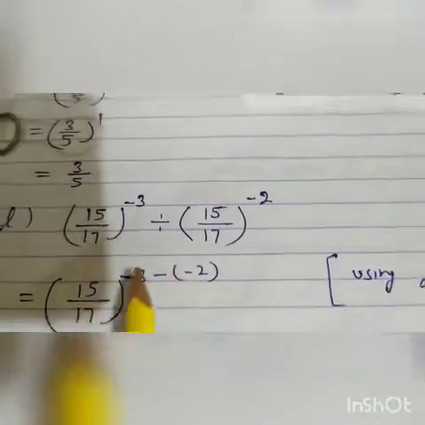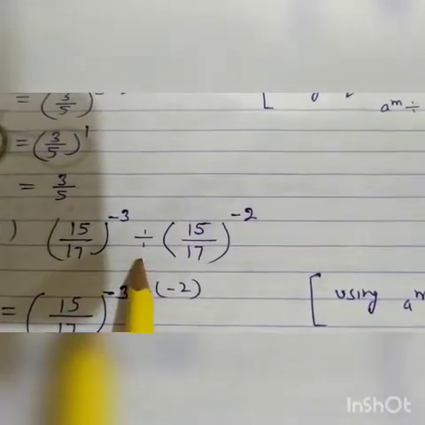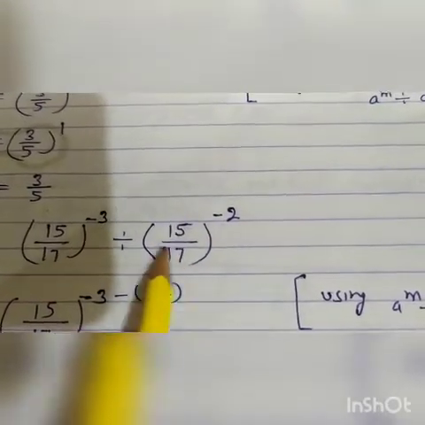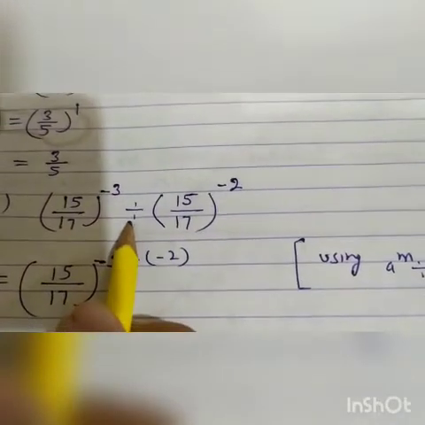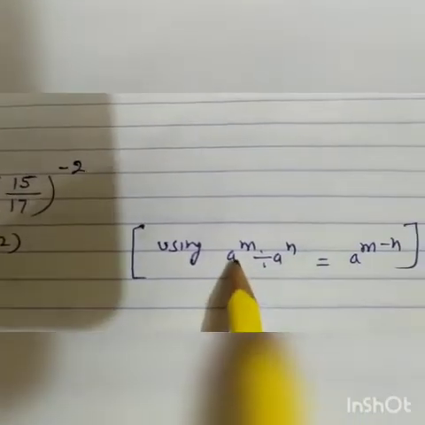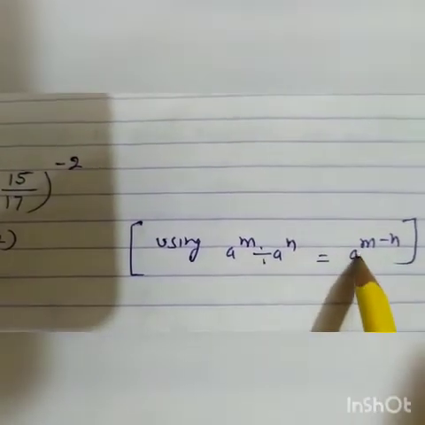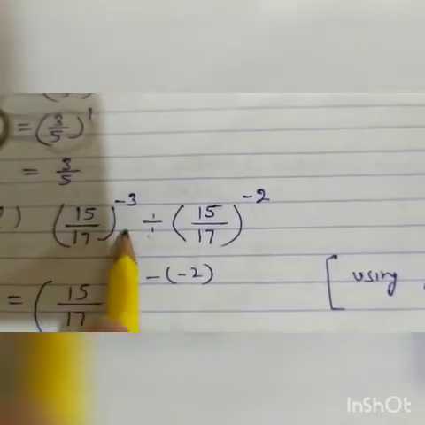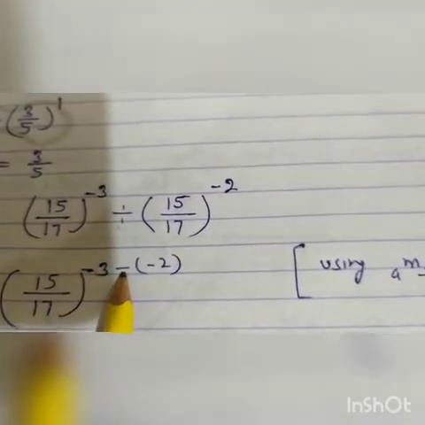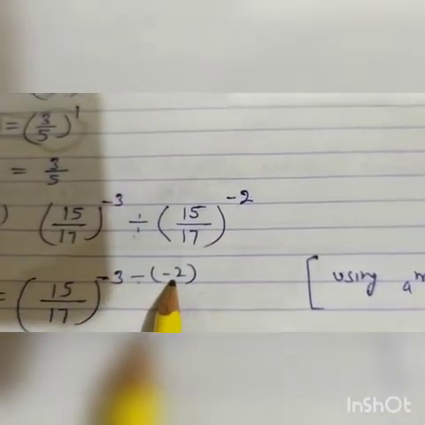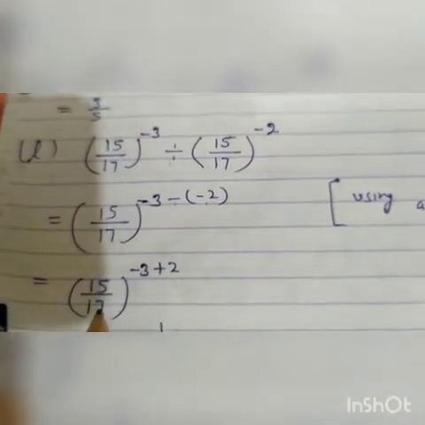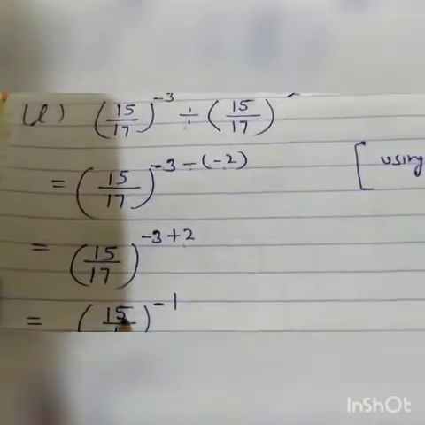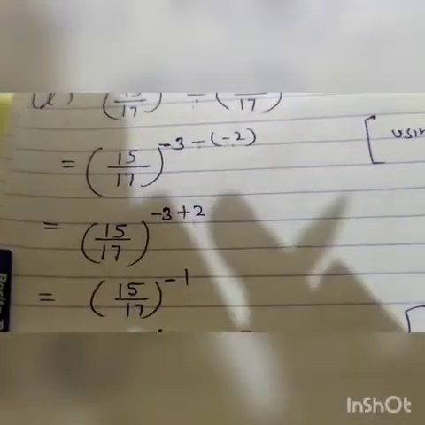Next, L part, 15 upon 7 power minus 3 divided by 15 upon 7 power minus 2. Again both the bases are same and there is a division sign between these two terms. So we will subtract the powers, using which law? A power m divided by a power n is equal to a power m minus n. So we will write 15 upon 7, this power minus 3, then the sign for subtraction, and then the second power minus 2. So 15 upon 7 power minus 3, this minus 2 will become plus 2, minus minus is plus. So 15 upon 7 power minus 1.